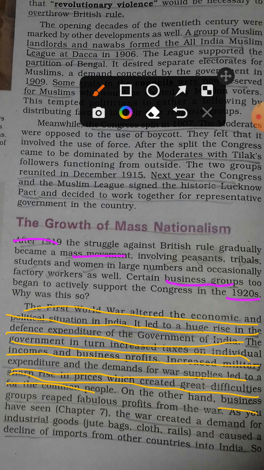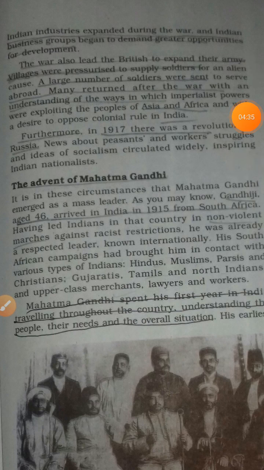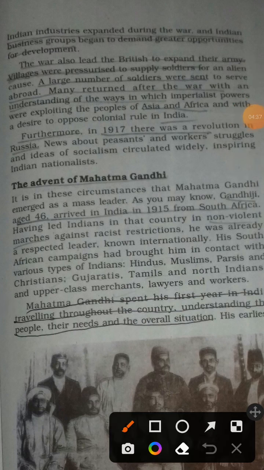But business groups reaped fabulous profits from the war. The war created a demand for industrial goods like jute bags, cloth, and rails, and caused a decline of imports from other countries into India. So Indian industries expanded during the war, and Indian business groups began to demand greater opportunity and development.